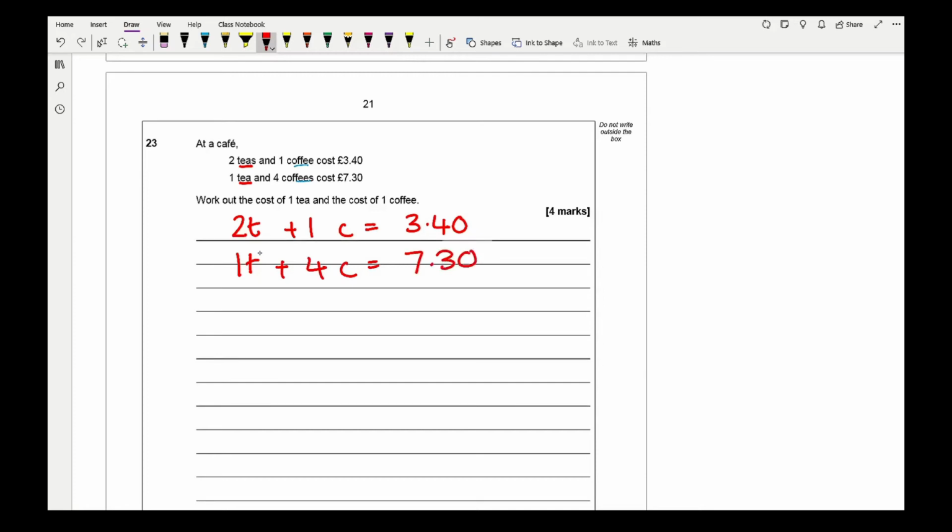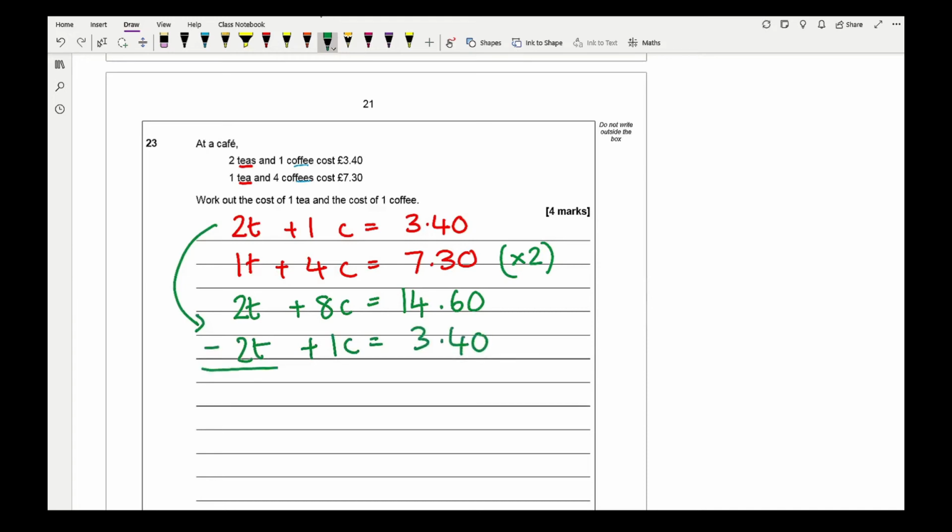Now what I want to try and do is have the same number of items in each of the two orders. So I'm going to multiply this whole order by 2. Multiplying this all by 2, I get 2 teas plus 8 coffees, and that's going to come up to £14.60. Now if I take this first order, which is 2 teas plus 1 coffee equals £3.40, and I take the 2 orders away, you can see that the difference between the 2 orders is just 7 coffees. And the difference in the price must be the price of 7 coffees.